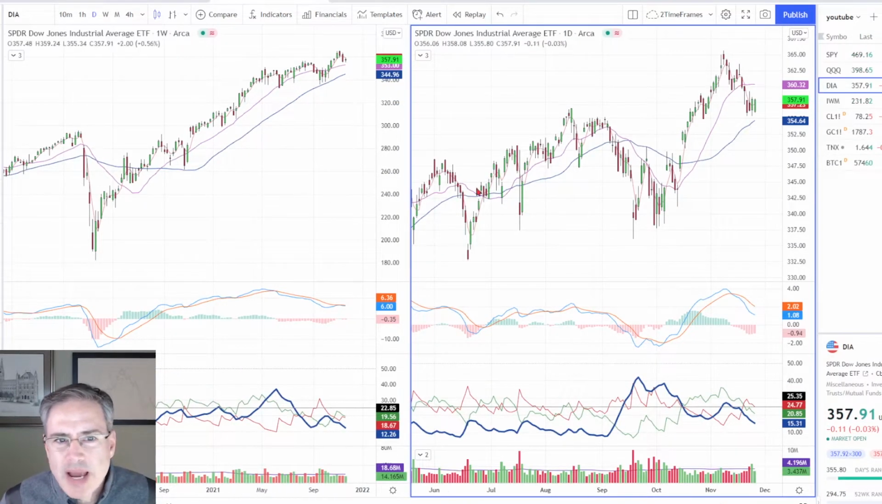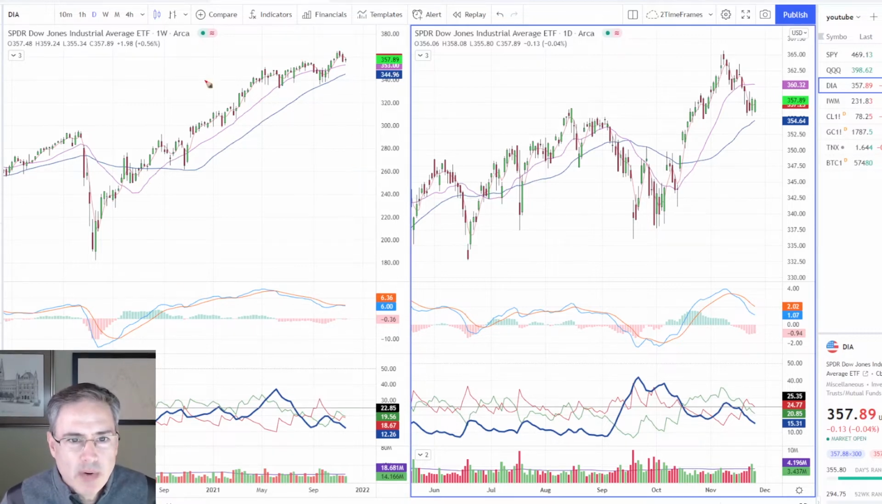Now, if we look at the DIA, it just hasn't been as strong. We don't have much juice behind this move. We made a higher high here in price. MACD has not even been able to climb above its signal line, and ADX is clearly diverging here.